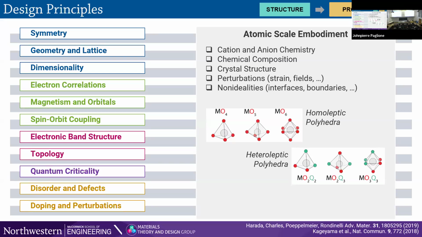And then what about non-idealities? You know, there can be these interfaces, maybe intentional, a heterostructure, a superlattice, or unintentional. You simply have a surface. Is the surface oxidized? Is it that oxidized surface that gives rise to the properties? So it becomes very complex quickly.